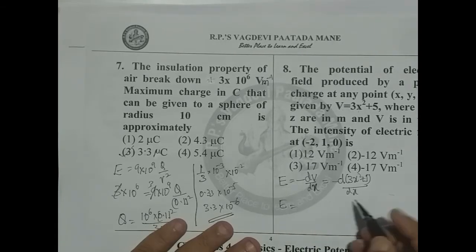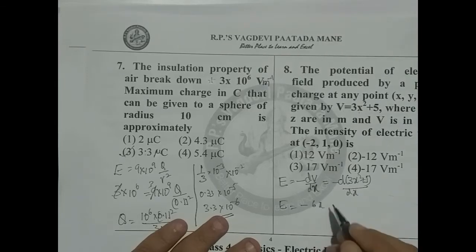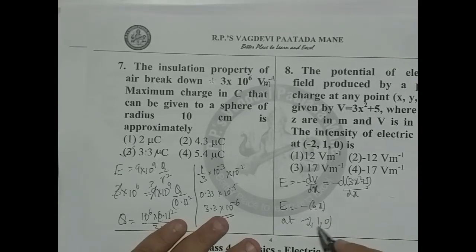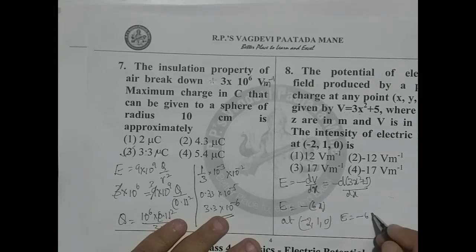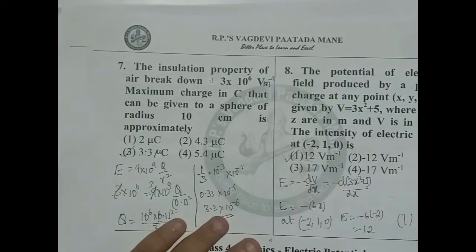Now E equals minus 6x is the differential, at minus 2, 1, 0. As y and z are not there, E equals minus 6 into minus 2, that is 12. So option 1 is right.